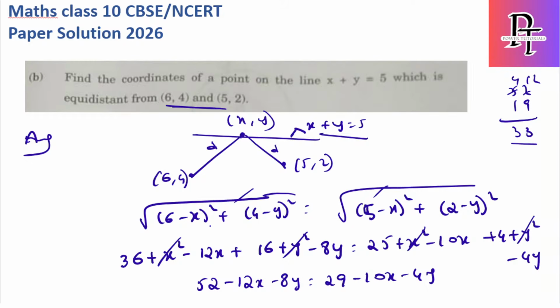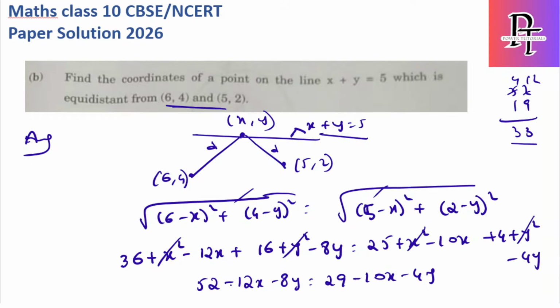Okay, so 6 minus x square is a square plus b square minus 2ab, that is fine. 4 minus y square is 16 plus y square minus 8y, fine. 5 minus x square is 25 plus x square minus 10x, and 4 plus y square minus 4y. Okay, till here is okay. x square and y square are cancelled out. 36 plus 16 is 52 minus 12x minus 8y. 25 plus 4 is 29 minus 10x minus 4y.